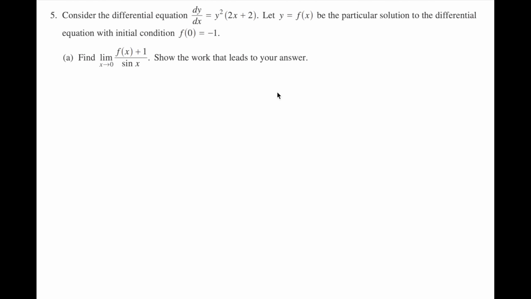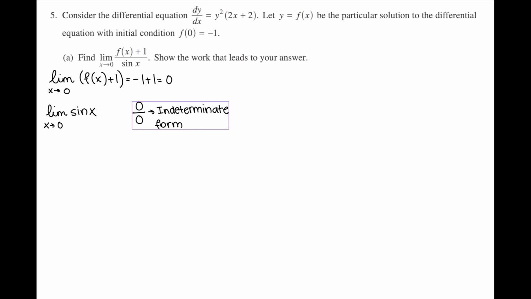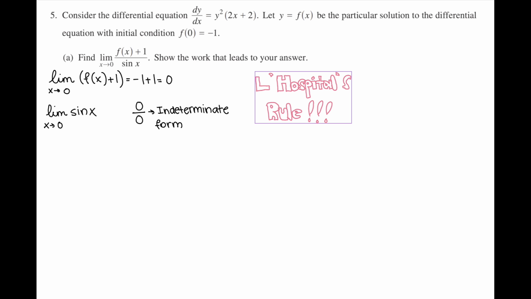Okay, so for part A, we are given a differential equation and an initial condition of f of 0 equals -1, and we're asked to evaluate the limit as x approaches 0 of (f of x plus 1) over sine x. For a problem like this, what I like to start off with is evaluating the limit of the top and the bottom separately first, to make sure that they don't go to 0. However, in this case, they do. So if we were to take the limit of (f of x plus 1) over sine x, we would get 0 over 0, which is indeterminate form. And since we can't really draw any conclusions from that, we are going to be utilizing L'Hopital's rule to further take the limit and find the value.